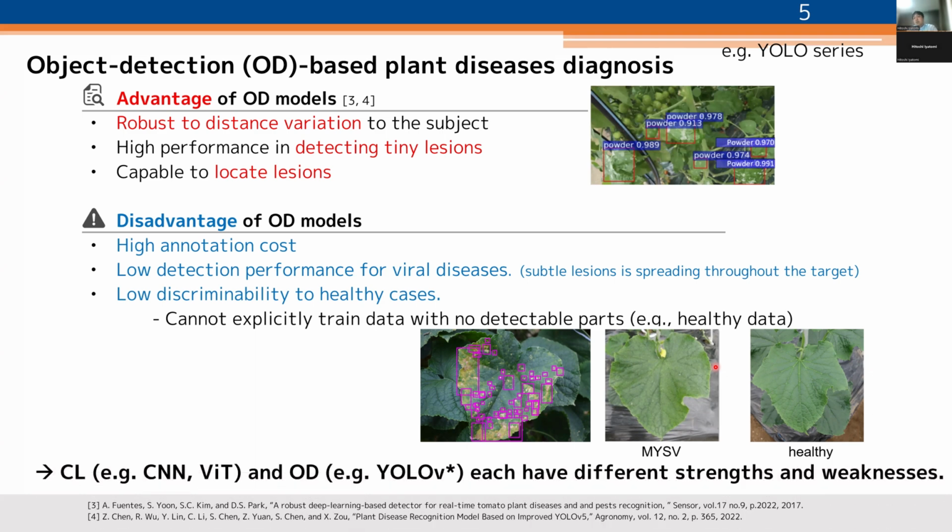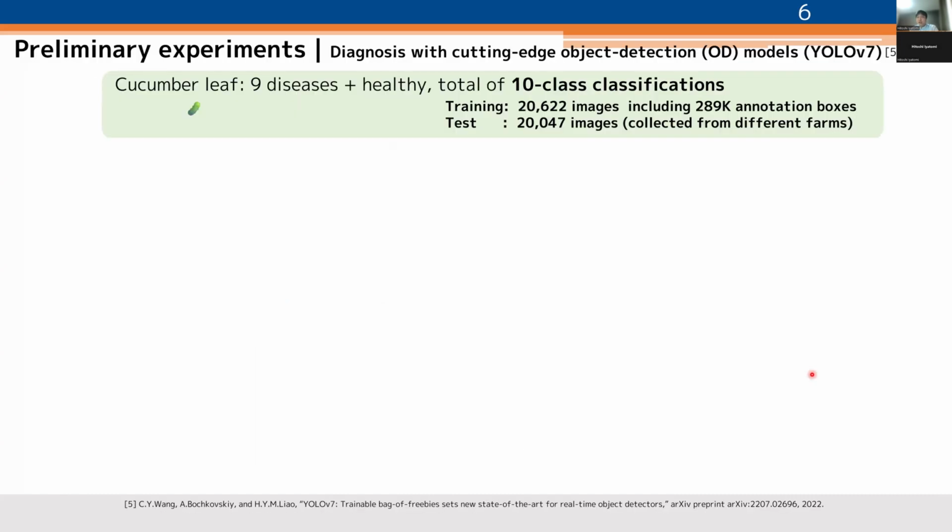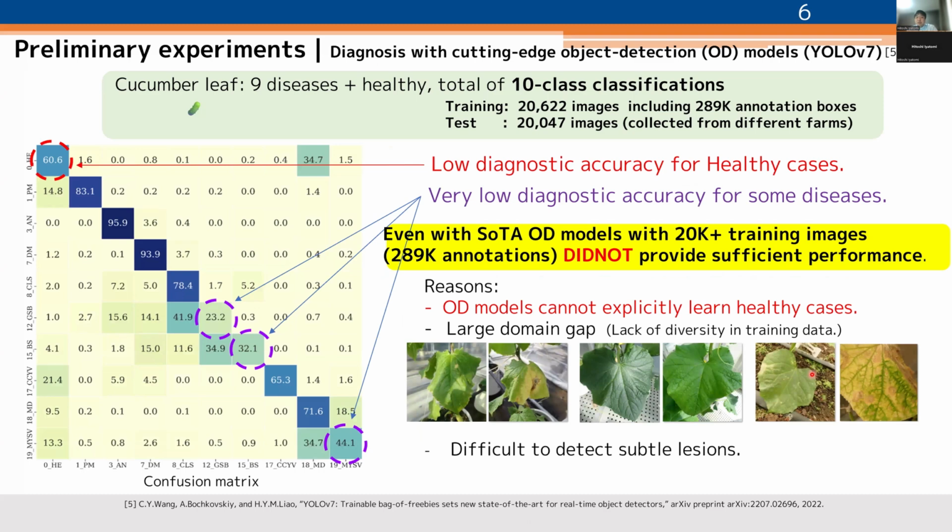In this field, classification models and object detection models each have different strengths and weaknesses. So here is a preliminary result of experiments using YOLOv7, one of the cutting-edge object detection models. Even with 20,000 training images and 290,000 annotation boxes, this model showed insufficient classification performance due to the preceding reasons.